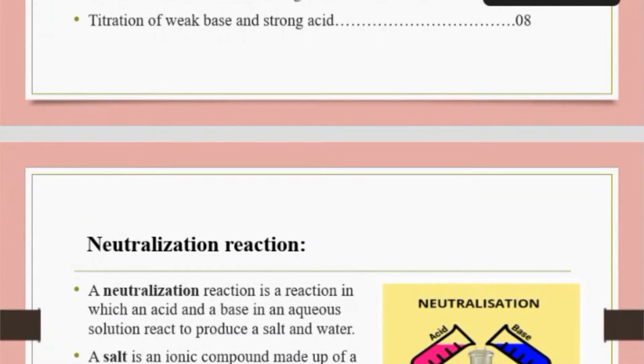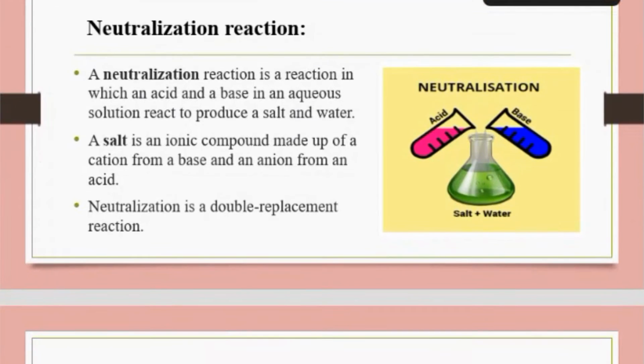Then what is salt? Salt is basically an ionic compound which is made up of ions, and ions are cations and anions. Cations come from the base and anions are from the acid. Neutralization is a double replacement reaction. It means that two ionic compounds exchange their ions and form two new ionic compounds, which are salt and water.